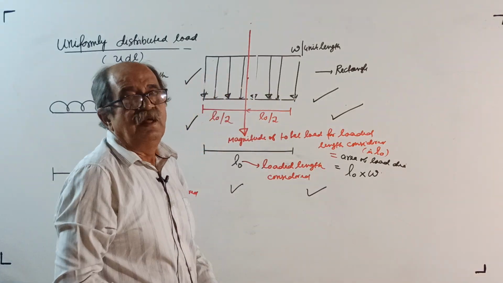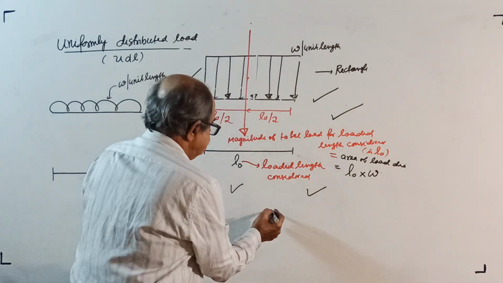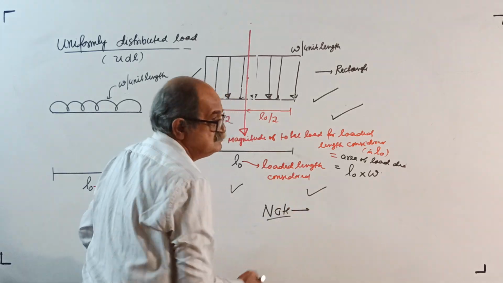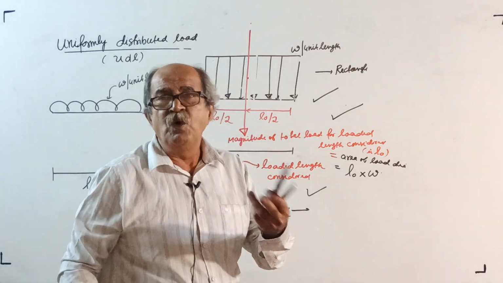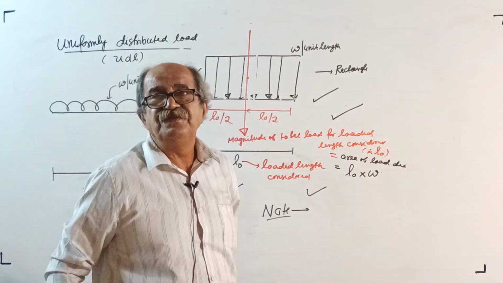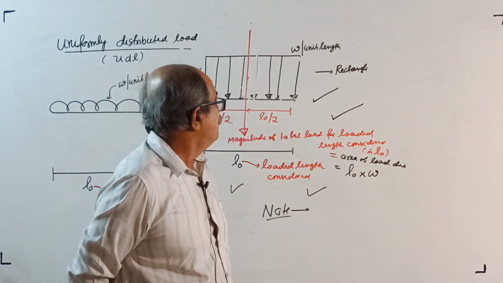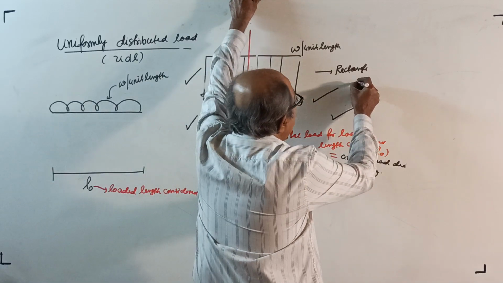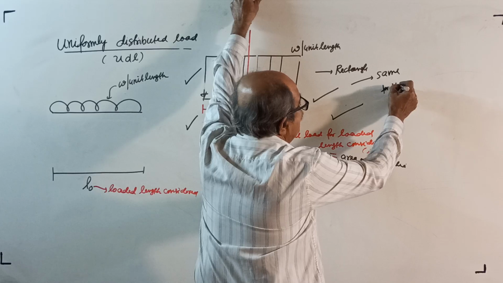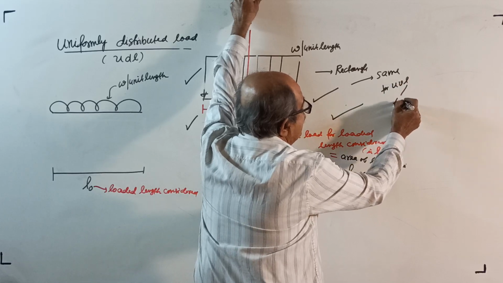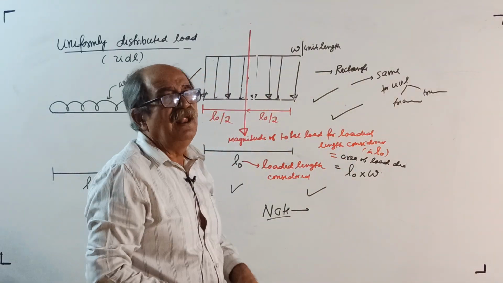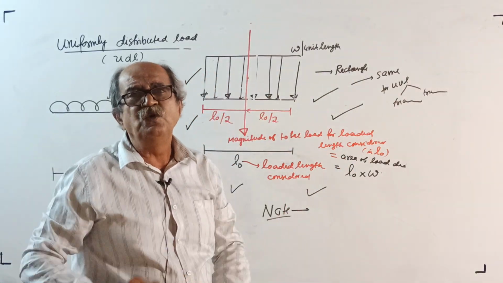Now, one note you have to write. Note. Very powerful note. You should write. Actually, from now onwards, for UDL, we will not do it like this. Because, of course, the same will be used for UVL. UVL means either triangular representation or trapezoidal. But for UDL, now onwards, we will not do it this way.